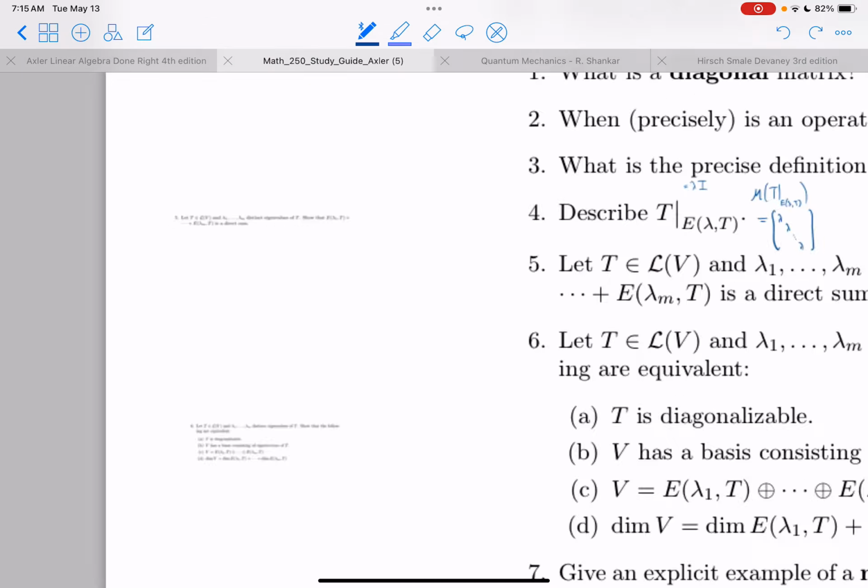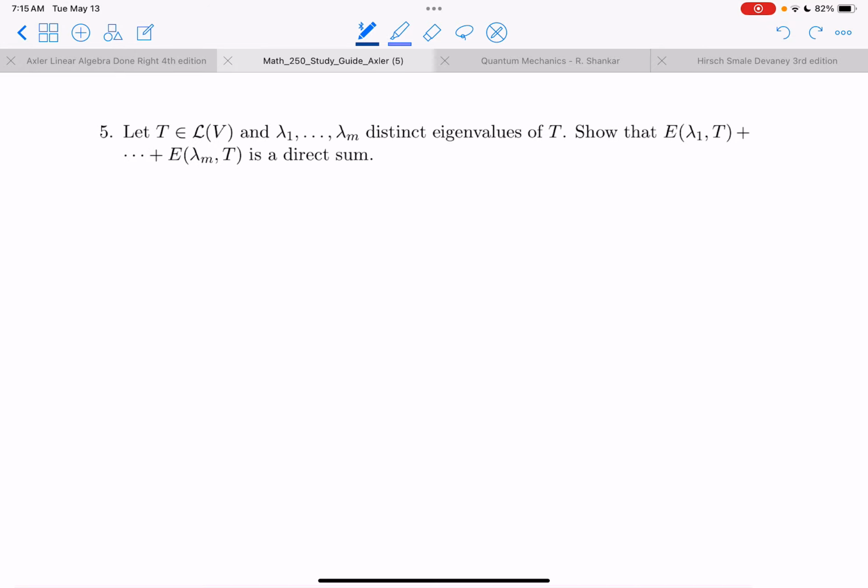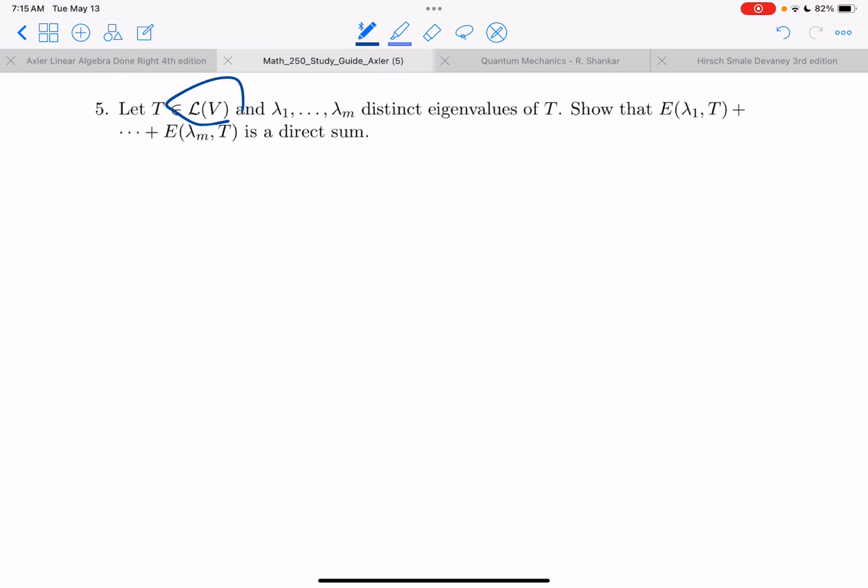Okay. So let's do this number 5. Let's actually prove it. Let T be an operator, and let these lambdas be distinct eigenvalues. Show that the sum of these subspaces, we're going to add them up, is a direct sum. Remember we had three different equivalent ways to show that something is a direct sum. One of the ways is to show that, okay, so what's the definition of the sum? So let's see.